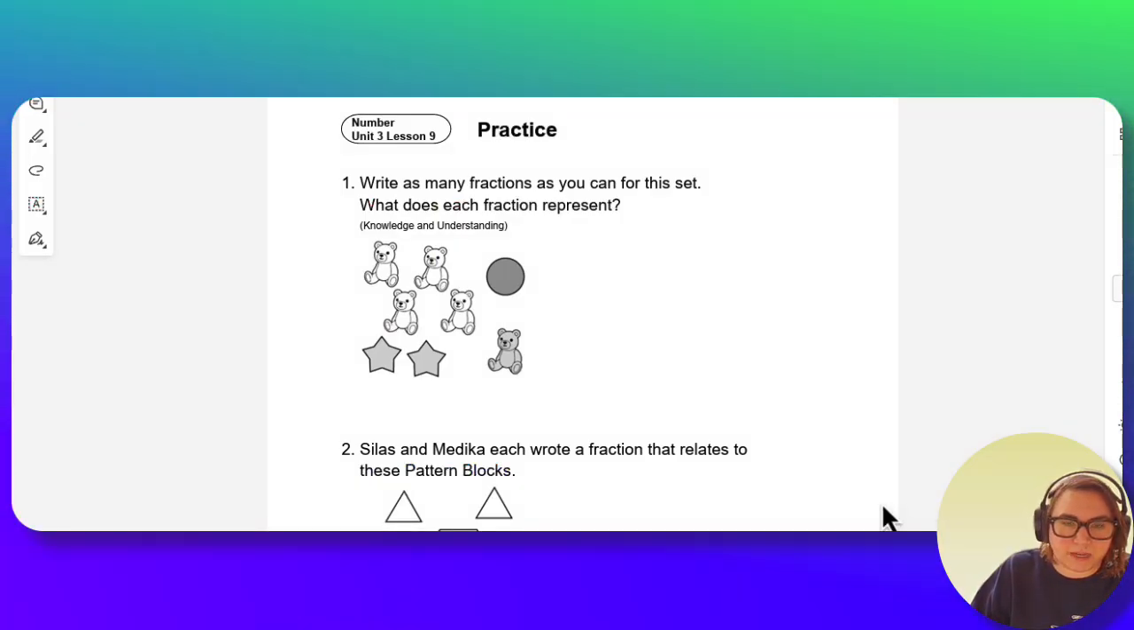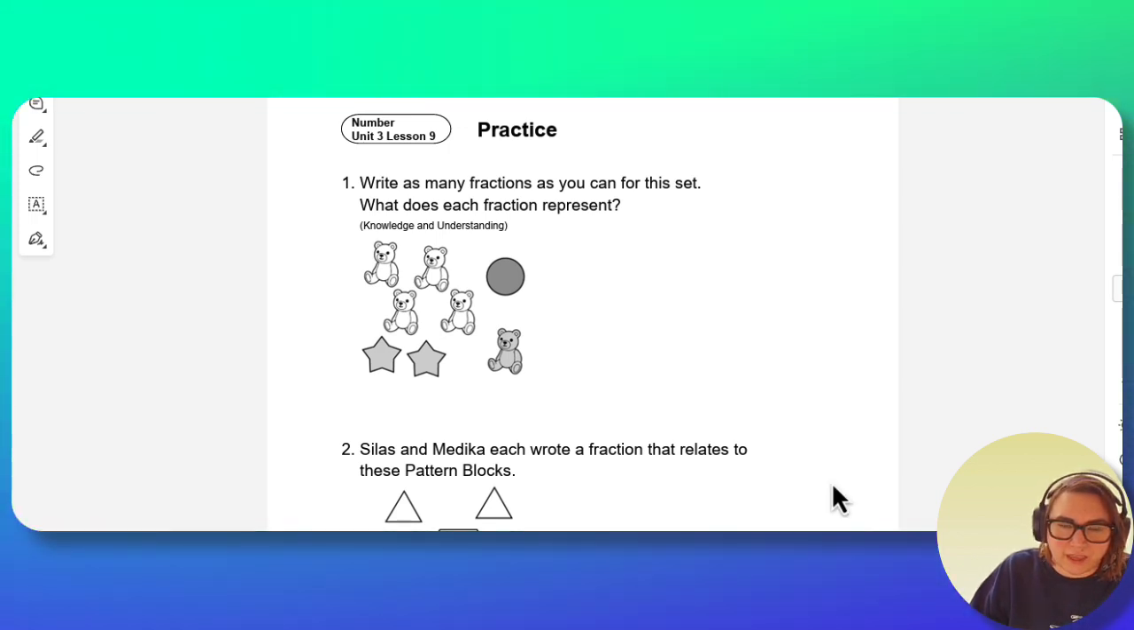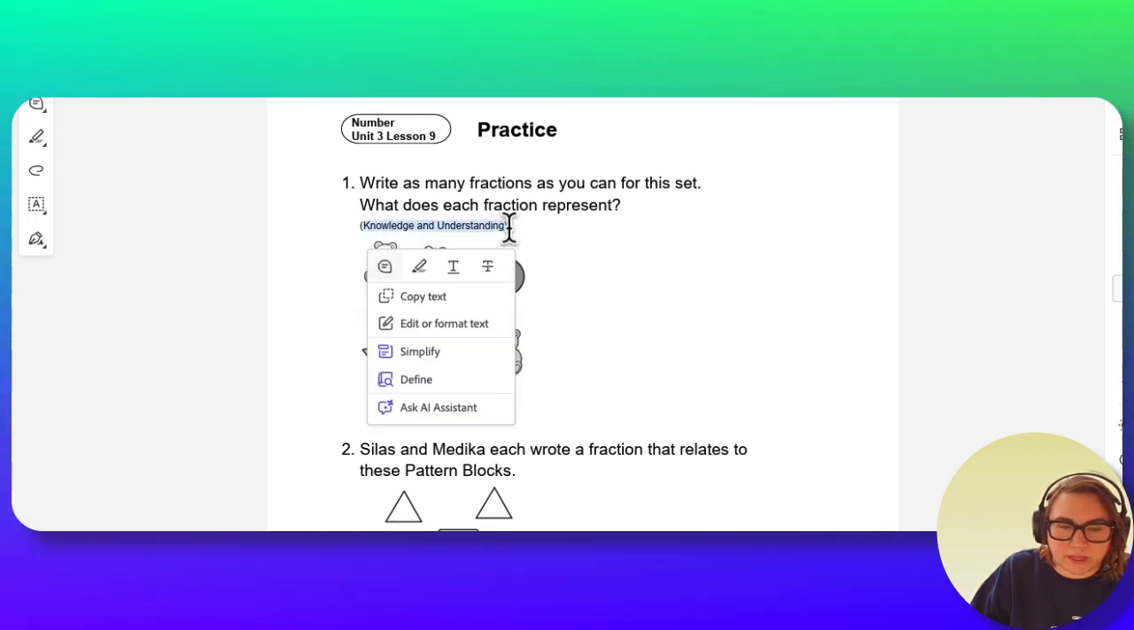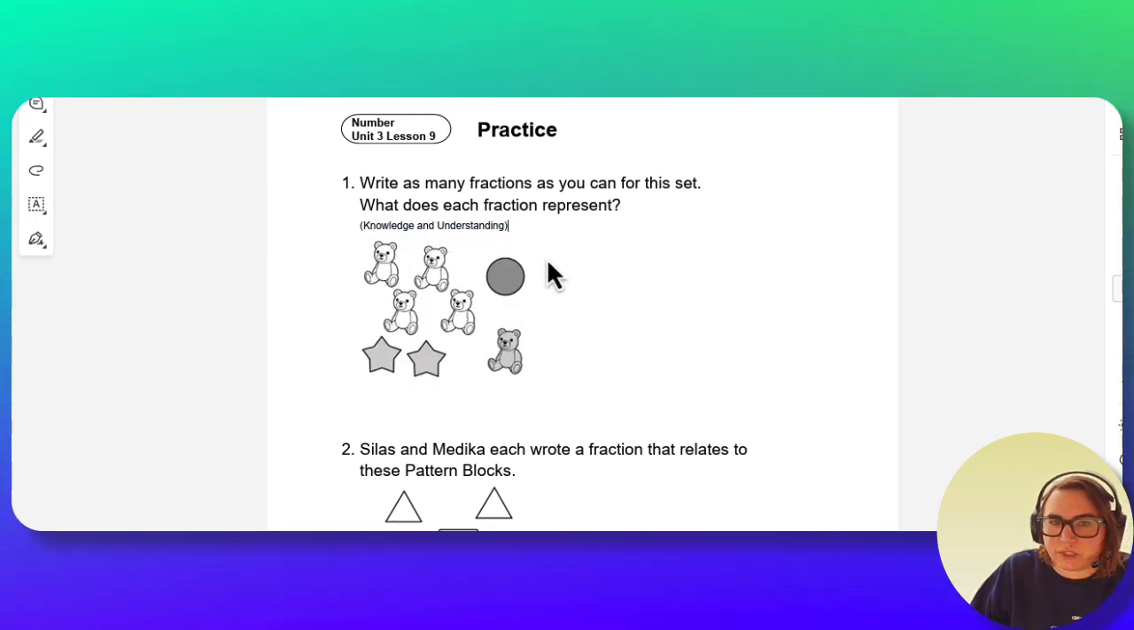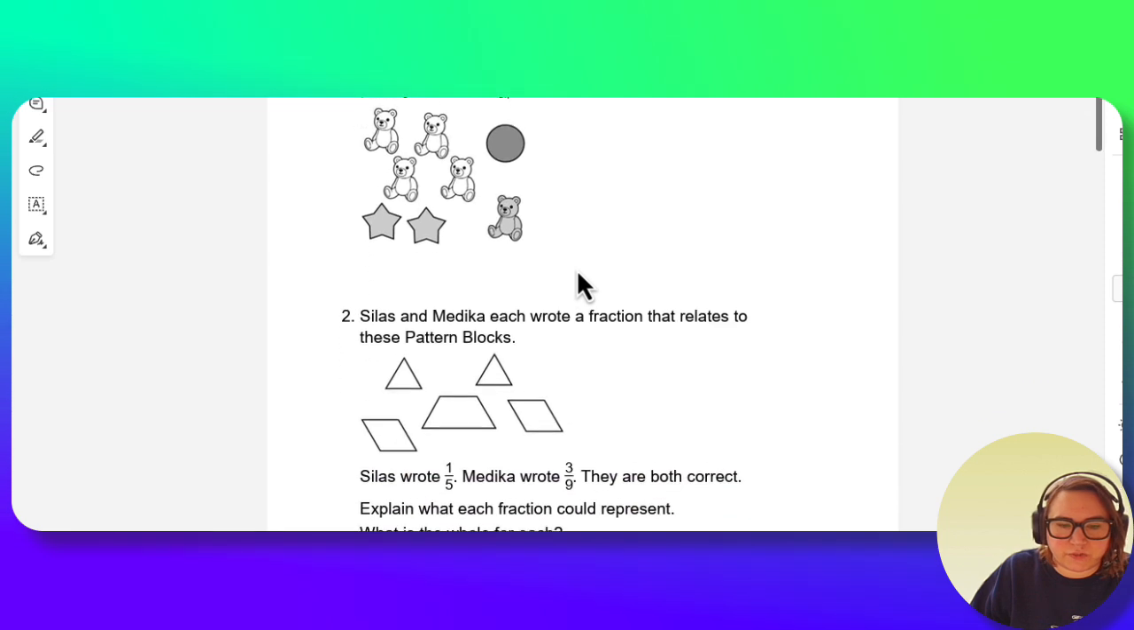These are the printable practice in Mathology. After that, set model work to solidify students' understanding. This first question has to do with that exactly. It's a knowledge and understanding question, so this is a mild entry-level, surface-level question.